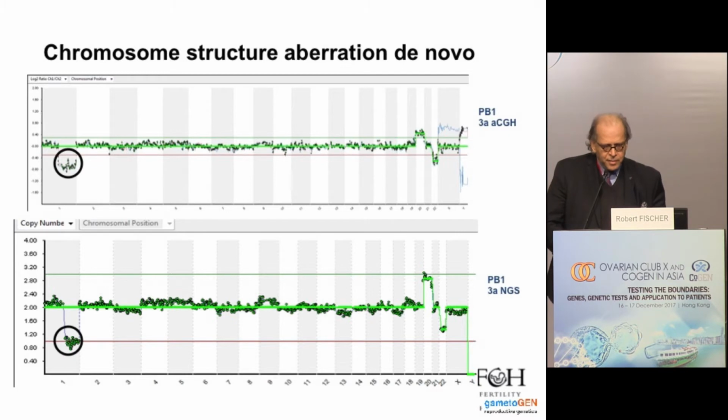So here, for example, in the RH-CGH, this is the first polar body. Here it's difficult to say, is it now a chromosome loss or is it a chromatid loss? But if you look at the NGS, it's more clear. It is a chromatid loss.